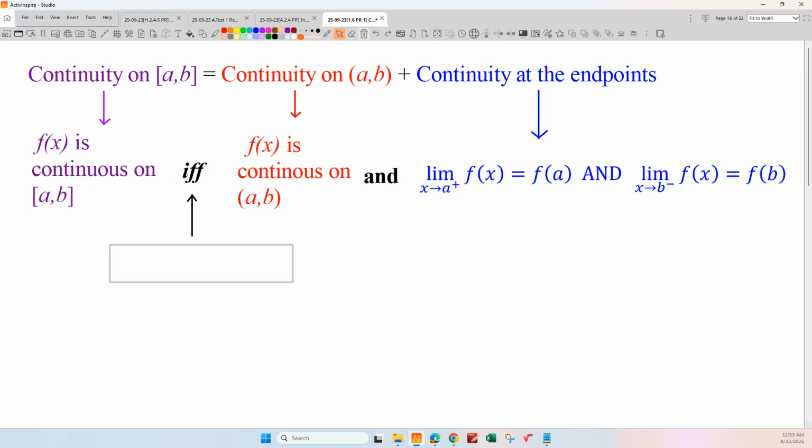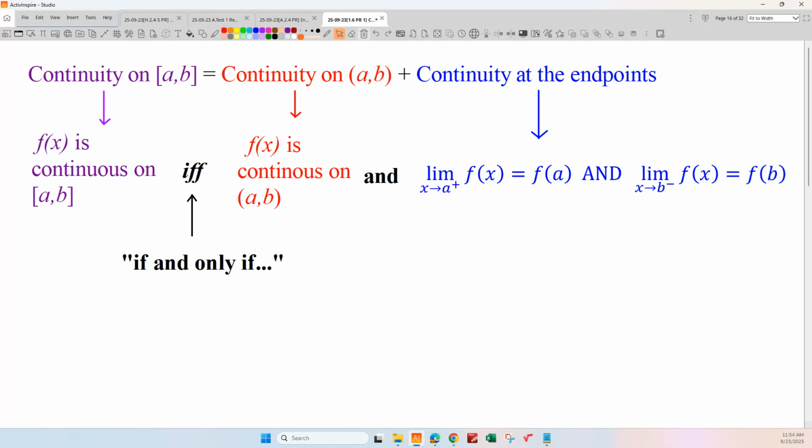So that just means if and only if. So f of x is continuous on the closed interval from a to b, if and only if f of x is continuous on the open interval from a to b, and the limit of the function as x approaches a, the left endpoint from the right, equals f of a, and the limit of f of x as x approaches the right endpoint b from the left is f of b.